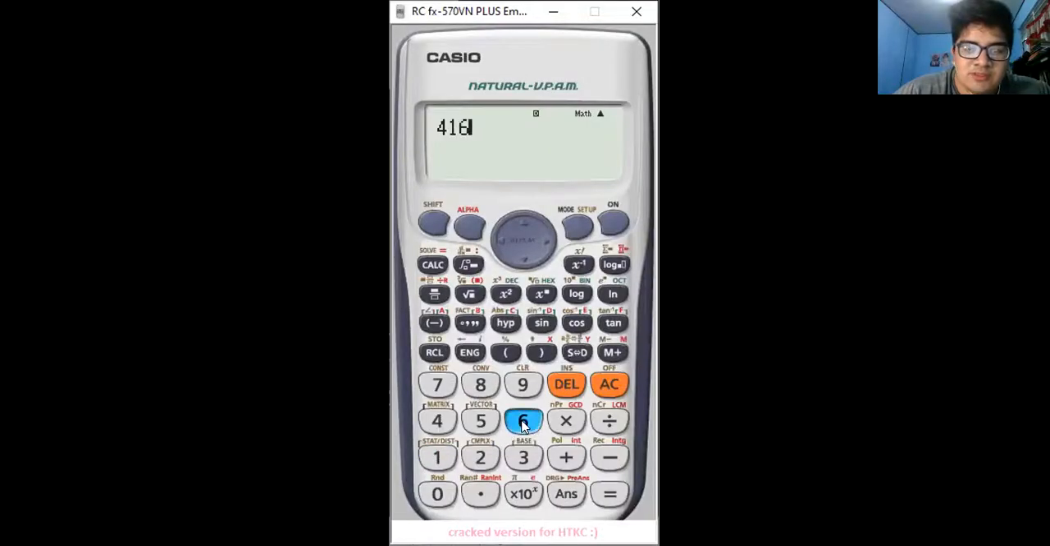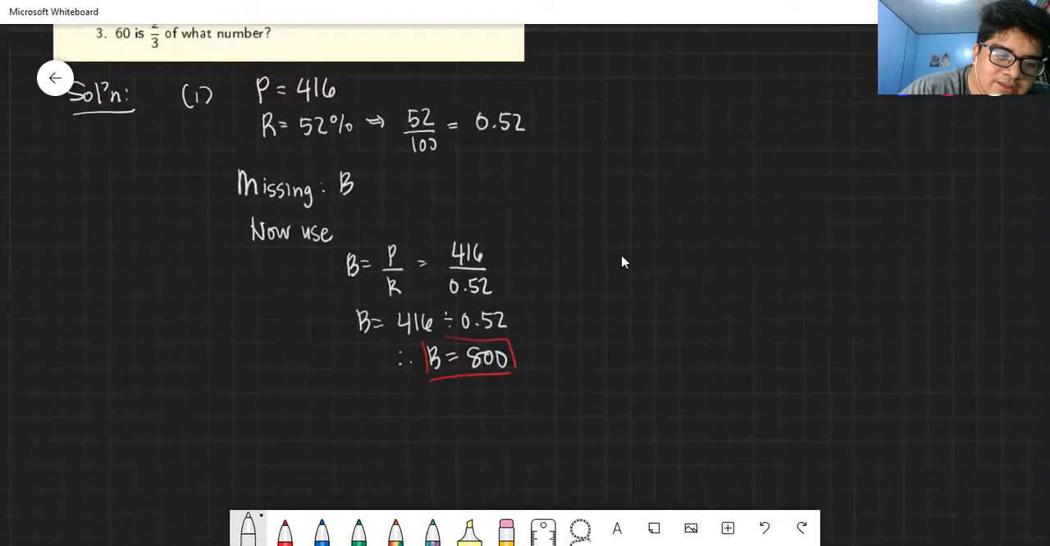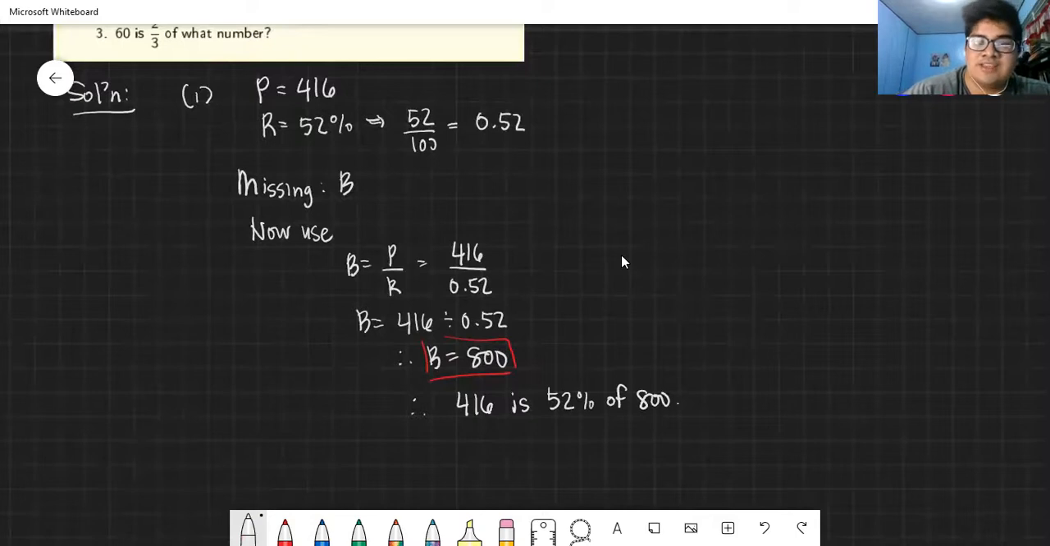Very good. We will be using the calculator. 416 divided by 0.52 is just equal to 800. It's just equal to 800, guys. So let's go back to the screen. So therefore, the base is just equal to 800. Right? The base is just equal to 800, or therefore 416 is 52% of 800. That is the full construction of that sentence.